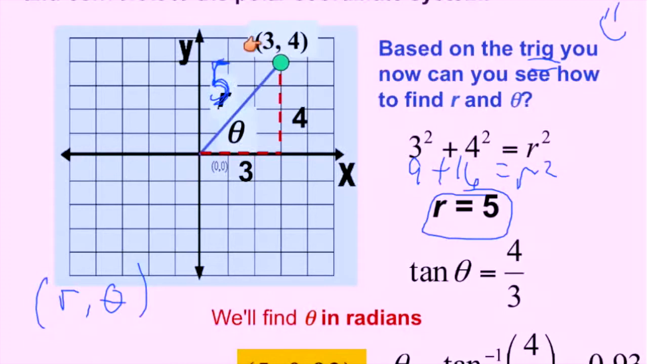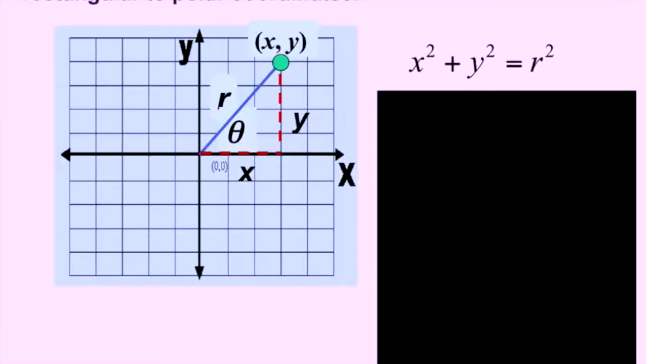Everybody okay with our steps here? So they gave us our rectangular coordinate. I put it on a graph so I could see what it looked like. But basically what we do is Pythagorean theorem to find your r. Then you're going to use one of your trig functions. Okay, let's generalize this.